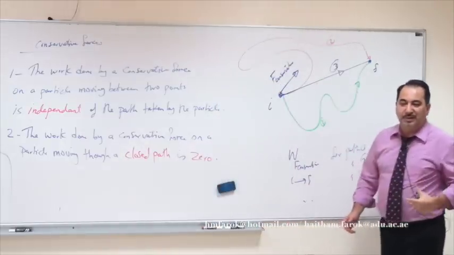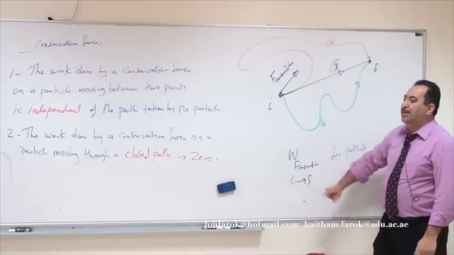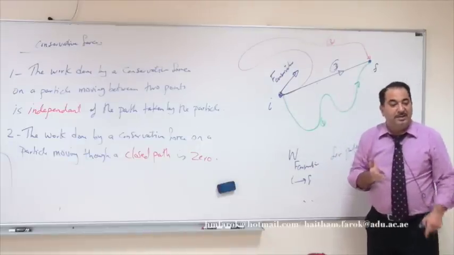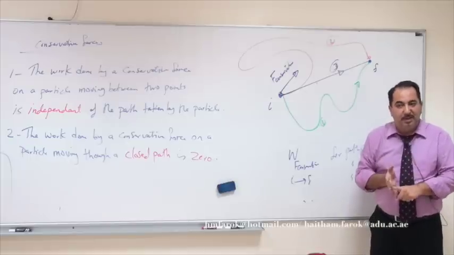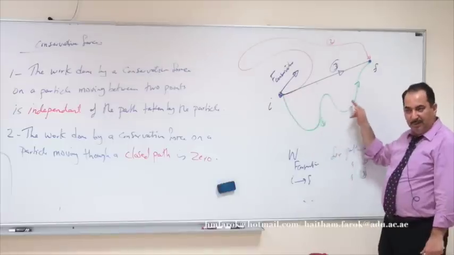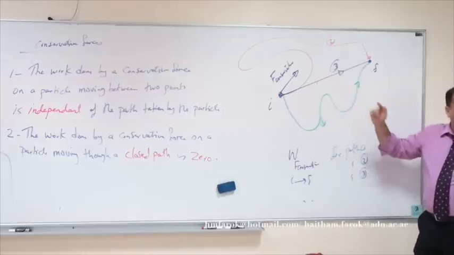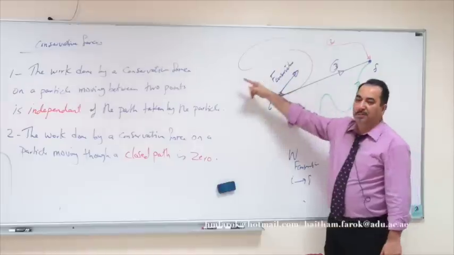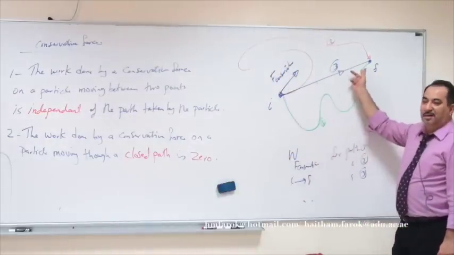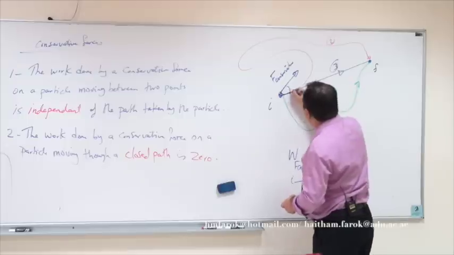Now, where is the beauty of this law? If I ask you to calculate the work done on this path, on the green, is it easy? No. Work needs force, displacement, cosine, the angle between them. And you can see here, it keeps changing the direction. So it's not easy to calculate the work on path number 1. Path number 2? Same, hard. But path number 3? Because you have the force, displacement, and the angle between them.